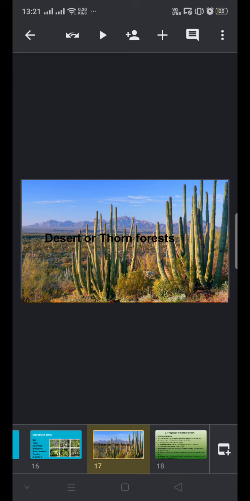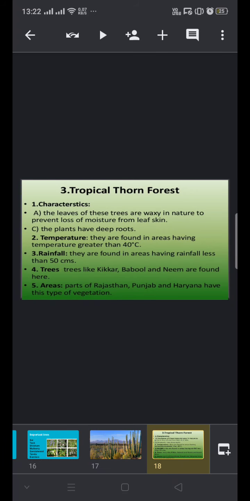In our previous session, we started from tropical desert or thorn forest, and we learned that it survives in a temperature of 25 to 27 degrees Celsius, rain less than 50 centimeters, humidity below 47%, and the areas where we find it were southwest Punjab, Haryana, western Uttar Pradesh, eastern Rajasthan, Madhya Pradesh and Gujarat.